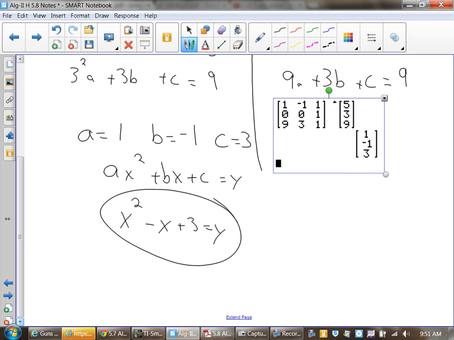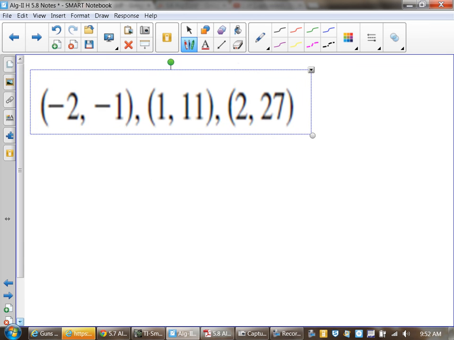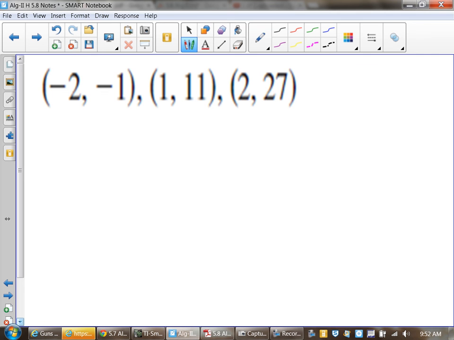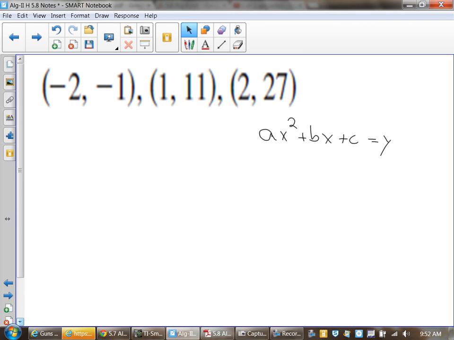All right, I'll let you guys try one like that here. Same idea. Remember, it's ax squared plus bx plus c is your y value. Take a couple minutes.